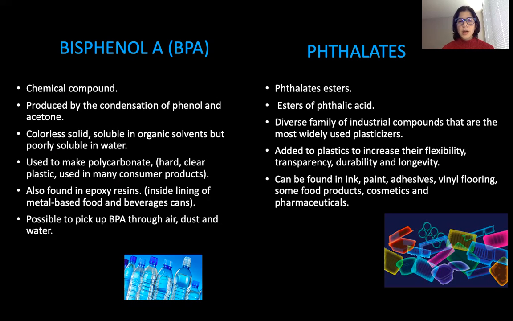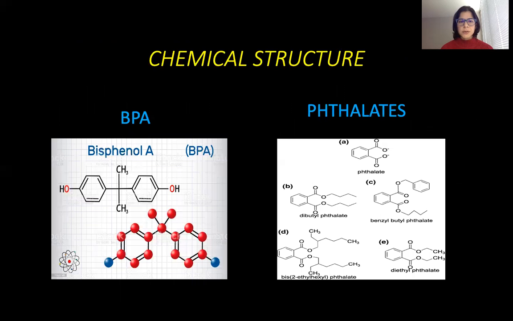On the other side, we have phthalates, known as phthalate esters or esters of phthalic acid. It is a diverse family of industrial compounds that are the most widely used plasticizers. They are added to plastics to increase their flexibility, transparency, durability, and longevity. And they can also be found in paint, inks, adhesives, floorings, some food products, cosmetics, and pharmaceuticals.